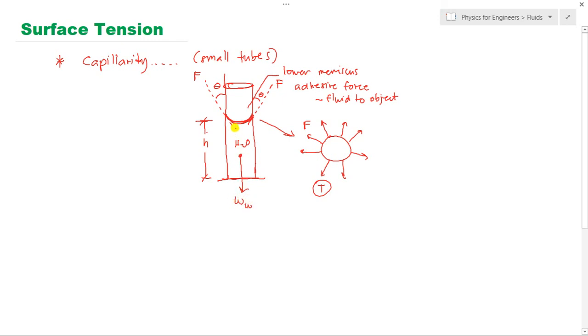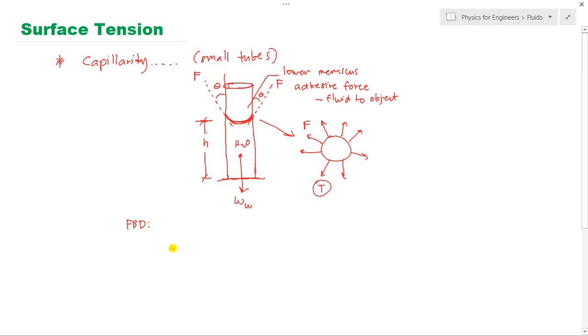Diba? So therefore, if we're going to sum up the forces nga may interact sa atong capillarity tube along X, along Y, along the vertical direction, then makaderive na ta sa ato ang surface tension sa atong capillarity tube. Okay? So again, mag-drawing tag FBD.